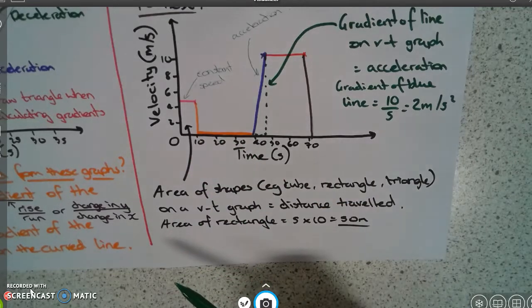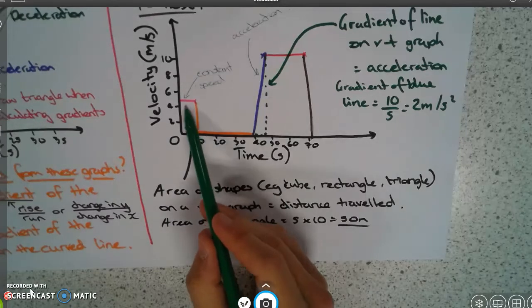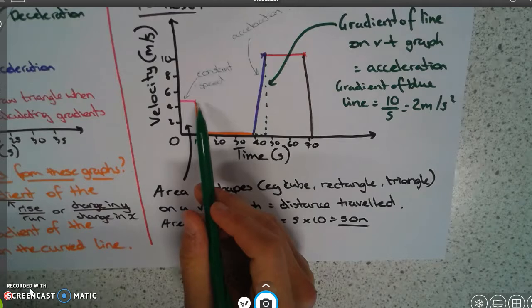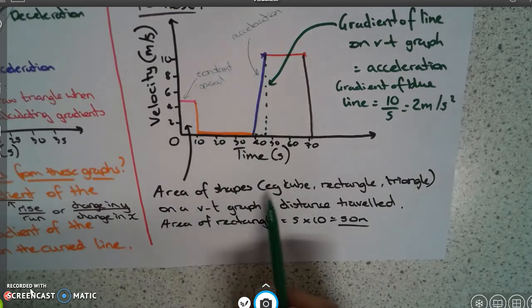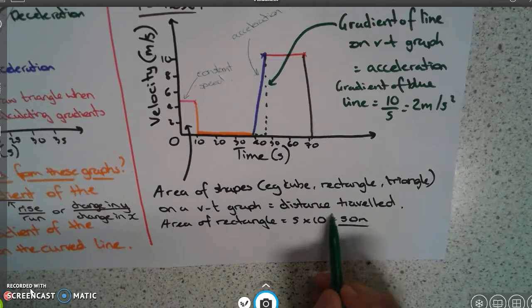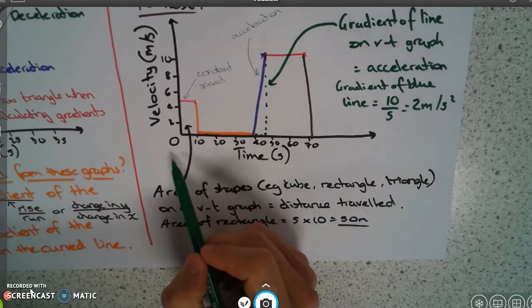Well, because you know distance is speed times time, velocity times time, all you're doing is calculating the area of this rectangle. And the area of a rectangle is the base times the height, the length times the width. So the area of this rectangle is going to be 5 times 10, which is 50. So the bus has travelled 50 metres in this part of the journey.